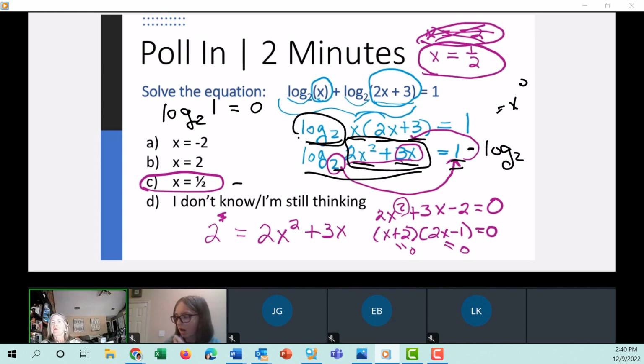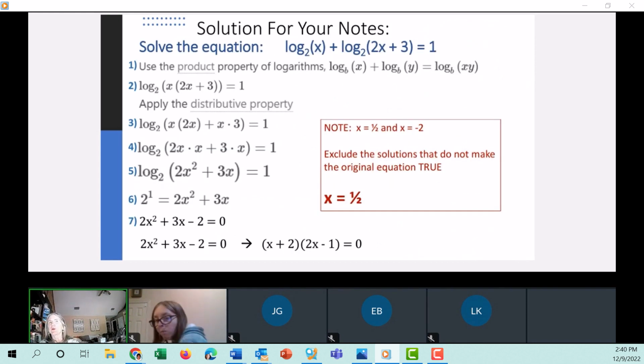Don't really know. Okay, here's where I'm going to ask you to, because I don't have a lot of room here, I've worked it out, go into the ICANN, and I'll have the recording with the steps, step by step. But this is using the property of logarithms. We got started going in the right direction. So here's the solution for your notes.